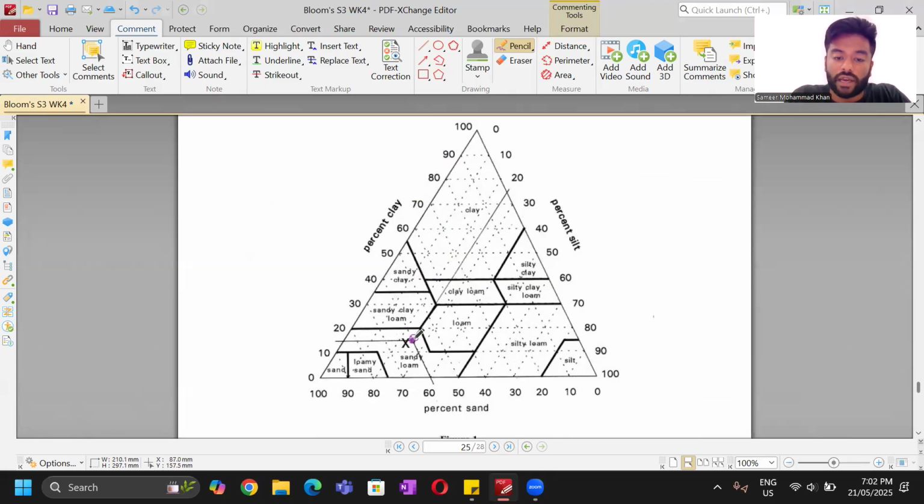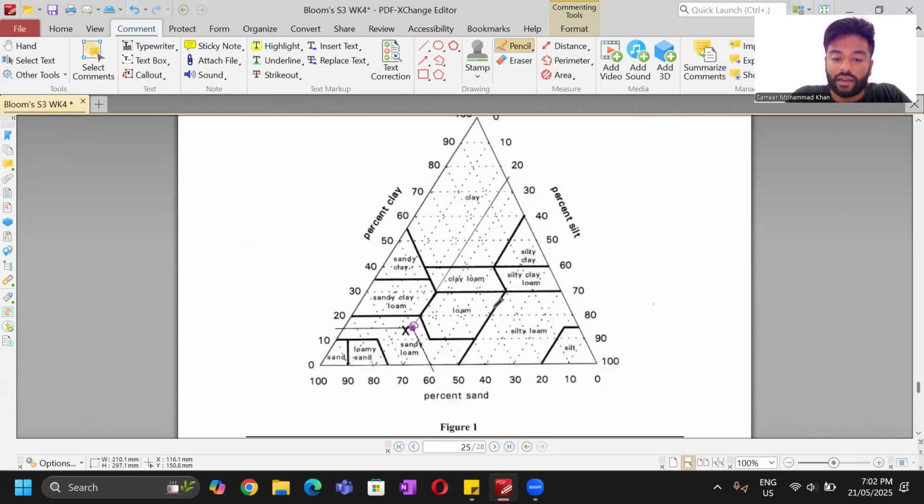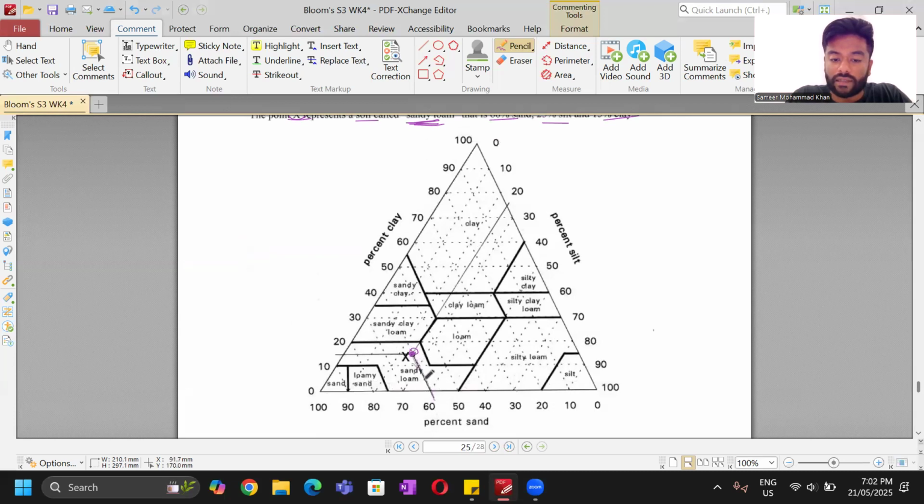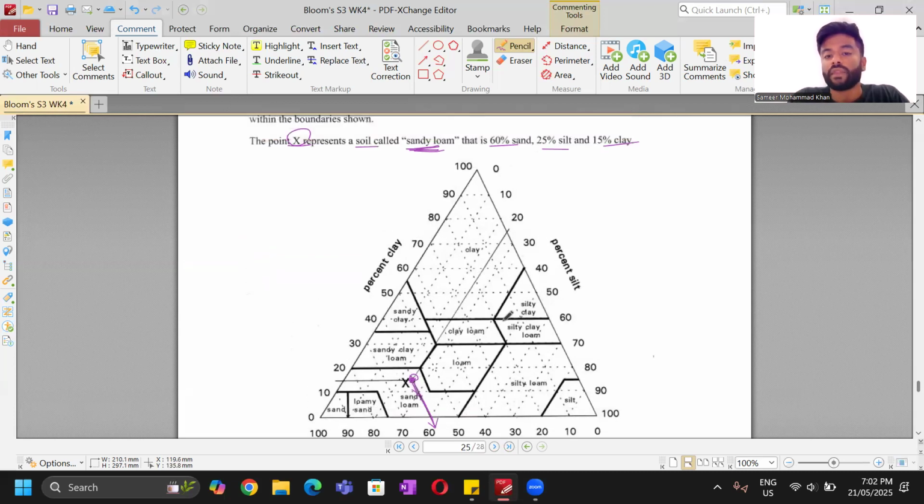So they've shown you point X, and they tell you that it's 60% sand. The only way it can be 60% sand is clearly if you go that way. 25% silt if you go that way, 15% clay if you go horizontal transverse. So the orientation of your axes are as follows. That is for clay. If you go horizontal to the left, it's clay. Oblique to the right is silt, and oblique down to the right is sand.